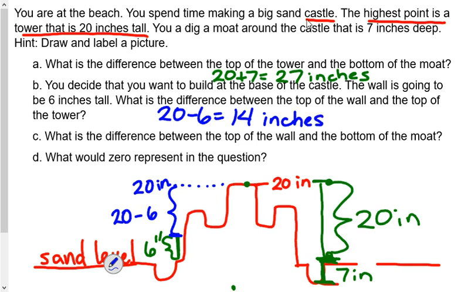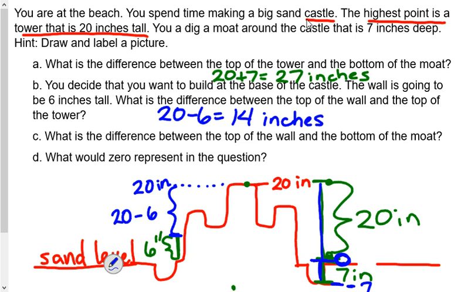What is the difference between the top of the wall and the bottom of the moat? Now, I want to point something out to you. This distance right here is 7 inches, but if we were actually going to label an integer right here, this would be at -7 because notice it's 7 below the sand level, and we measured our tower above the sand level. So the only way that this distance could be 20 inches is if we had this as 0. And notice then that would make the bottom of our moat at -7.